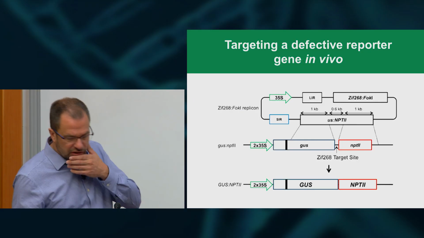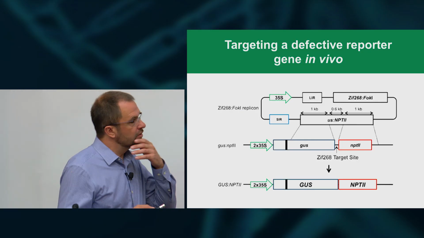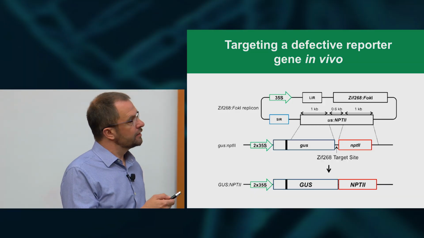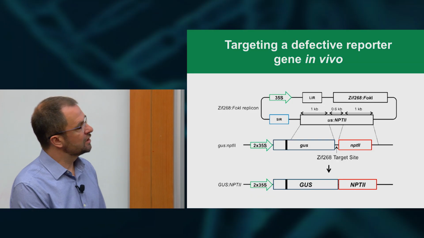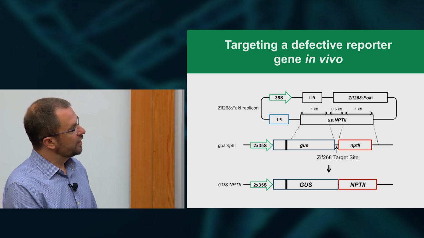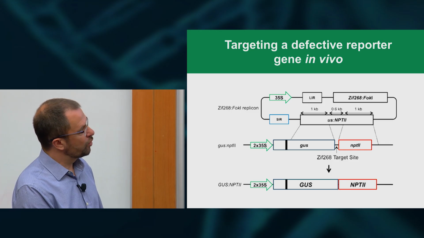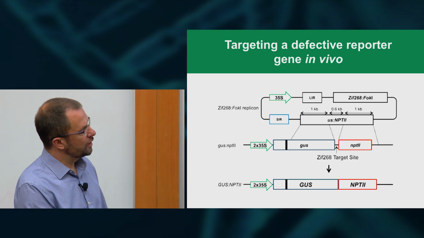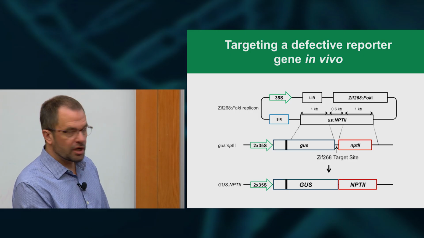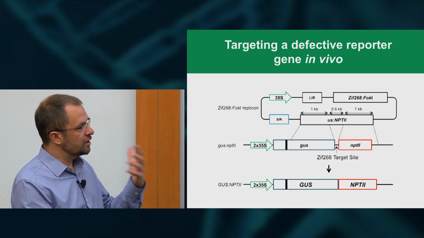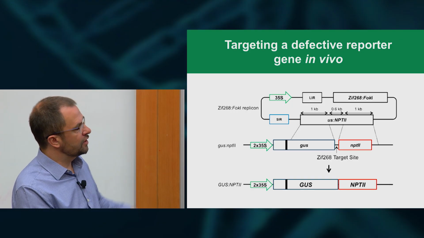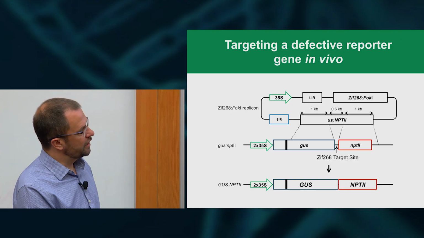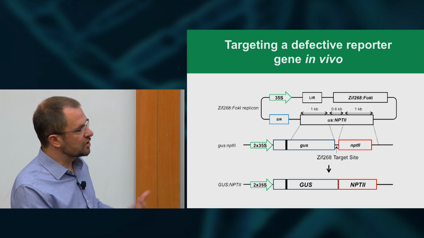So we tested this a few years ago now in a tobacco model using a reporter gene that was integrated in the genome. If functional, this reporter has a strong promoter that expresses beta-glucuronidase, which is like LacZ. You can stain cells that have GUS activity. They'll turn blue. And neomycin phosphotransferase, allowing you to select cells.